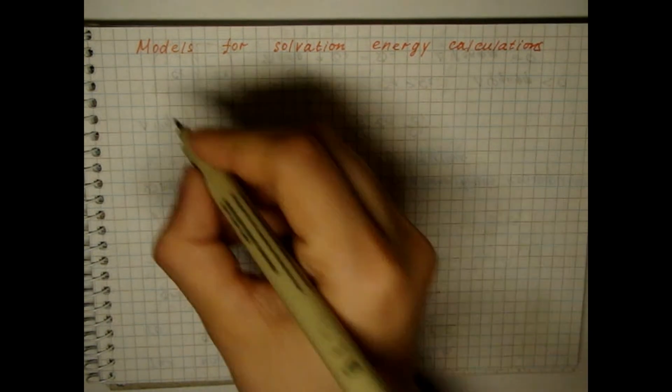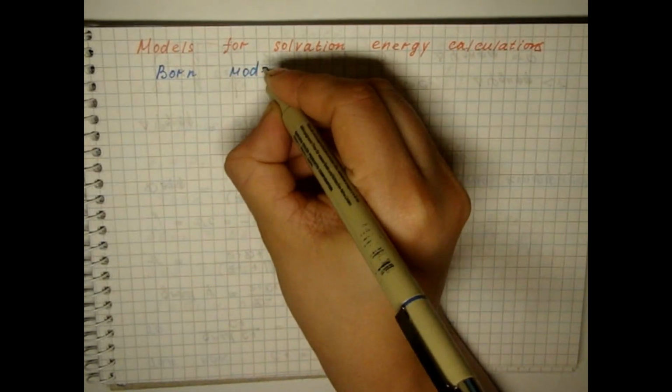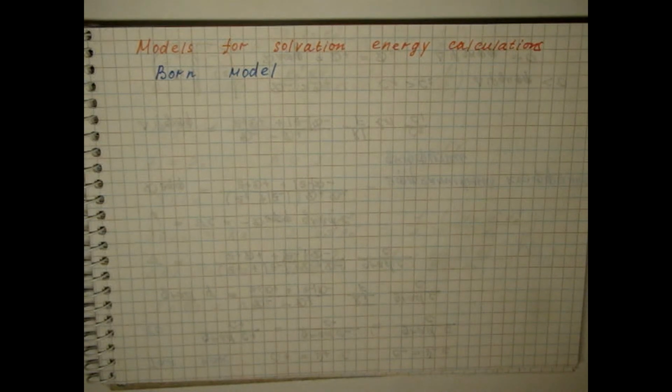As you already know from the last video, the Born model is the simplest model for estimating the solvation energy. According to this model, an ion is considered as a charged ball, and the solvent is a continuous medium with a dielectric constant epsilon. The process of transferring a charged ball from vacuum to medium is divided into three stages.